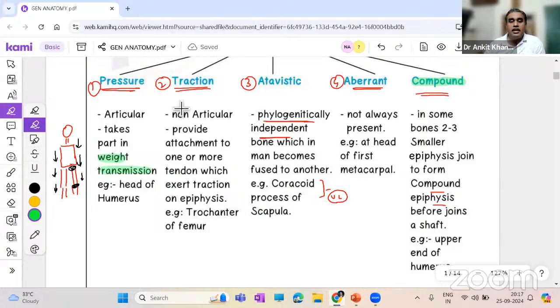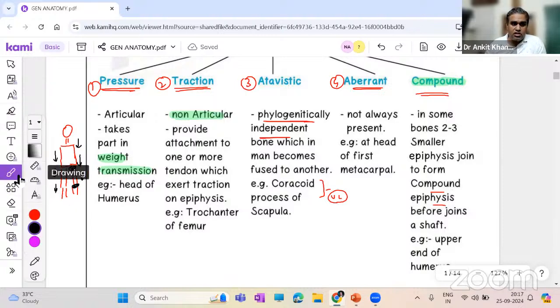Simple as that. Traction, as I told you, means it is being pulled by something. So they are non-articular. What does it mean? When something is articular, it is enclosed by a joint, and there will be synovial fluid. So no normal structure can come inside the joint and pull it. Therefore, for an epiphysis to be a traction epiphysis, it has to lie outside the anatomical boundaries of a joint. I hope you're understanding, but I know it's not very straightforward. I will repeat it again.